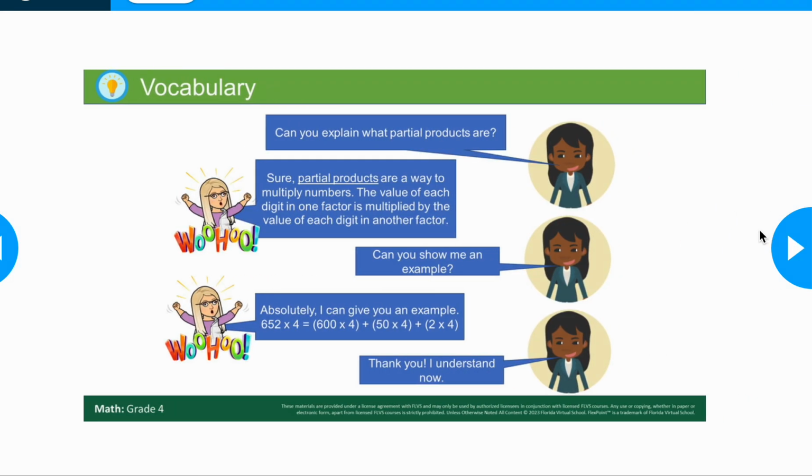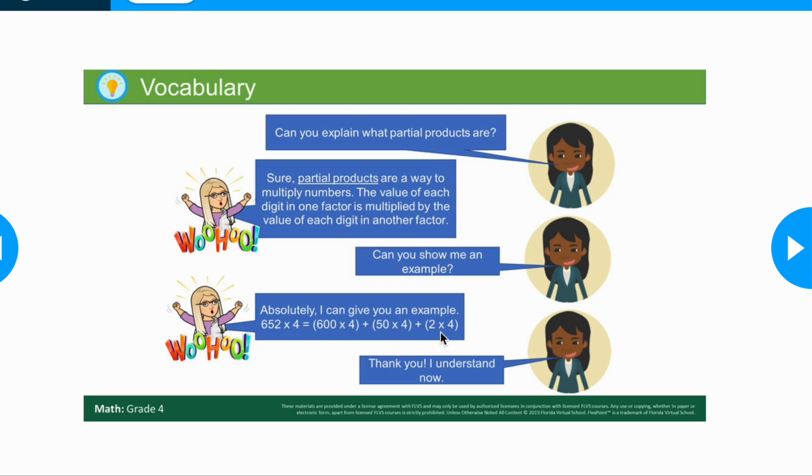So as we get ready, we have kind of like a conversation going on. It says, hey, can you explain what partial products are? Well, sure. Partial products are a way to multiply numbers. The value of each digit in one factor is multiplied by the value of each digit in another factor. Whoa, hold up. Can you show me an example? Absolutely, I can give you an example. We're going to take 652 and 4, and we're going to multiply by those place values.